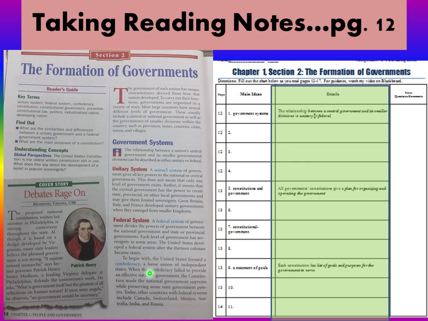So I do believe federal system or confederacy goes here in number 4, and you can just put here the details. What is it? It's a loose union of independent states. Okay, so that goes here.